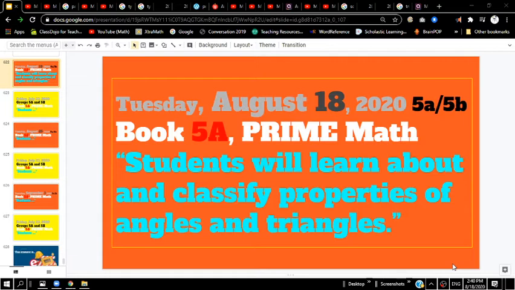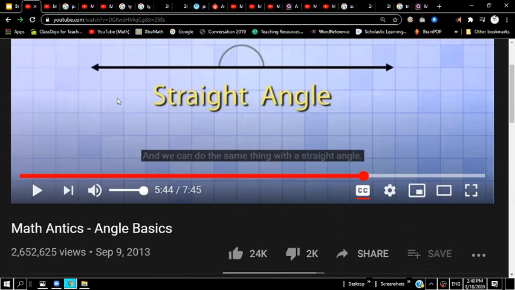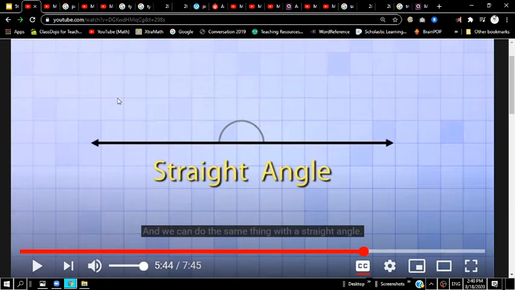Today, we're going to learn about and classify properties of angles and triangles. So, let's jump right in. Today, we were watching two different videos from Math Antics, a really great series of math videos, just to learn the vocabulary of the topic we're going to learn today, which is all about angles and triangles. Today, we learned about what a straight angle is.